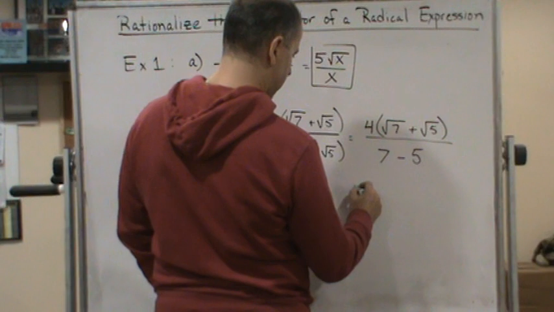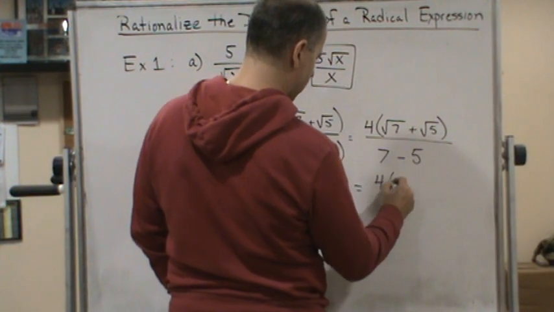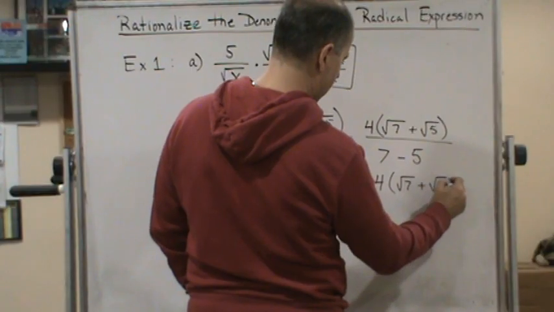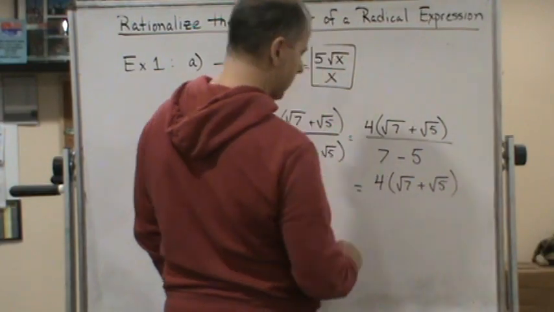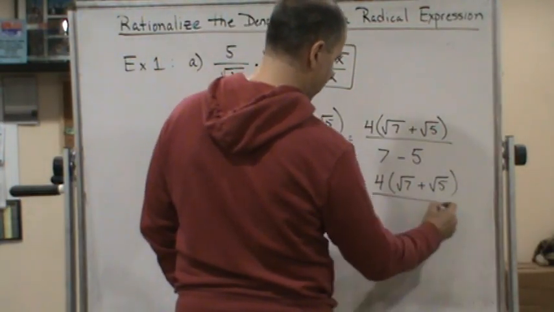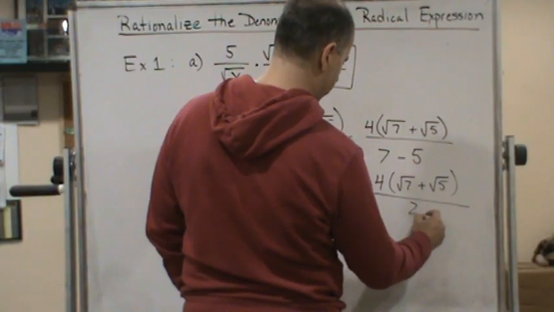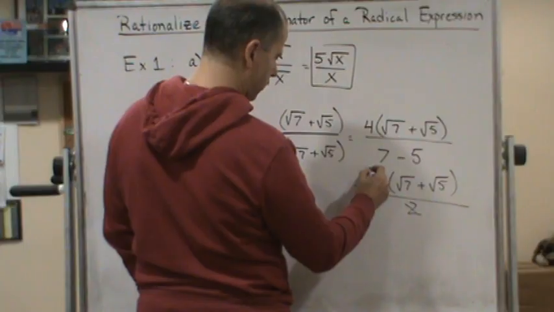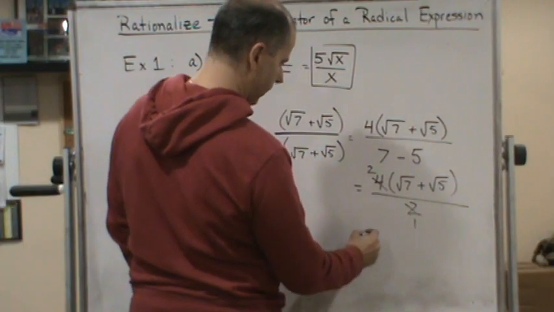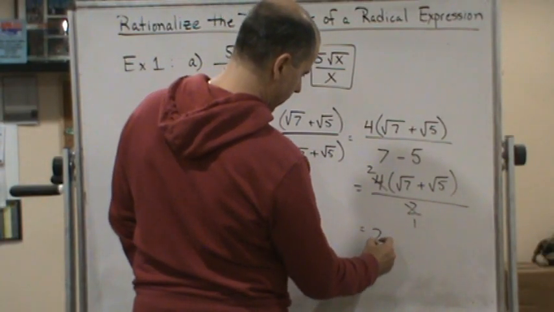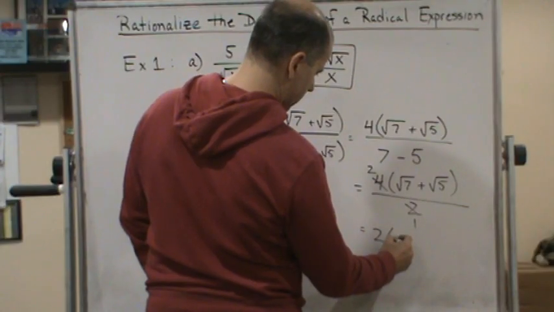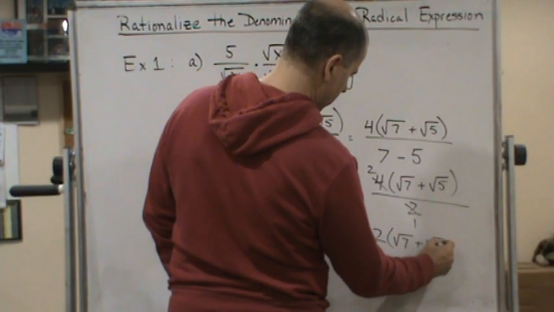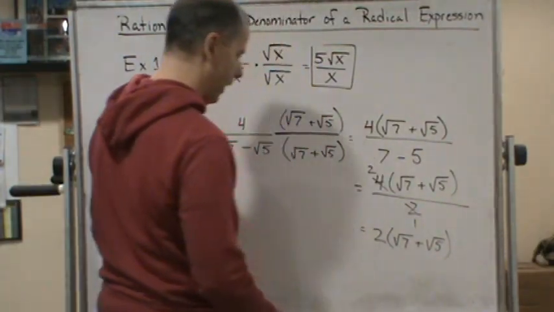Okay? And so that's going to give us 4 times root 7 plus root 5 divided by 2. And so 4 and 2 get divided by 2, so that leaves 2 up here and 1 down there. And so the final answer is going to be 2 times root 7 plus root 5.